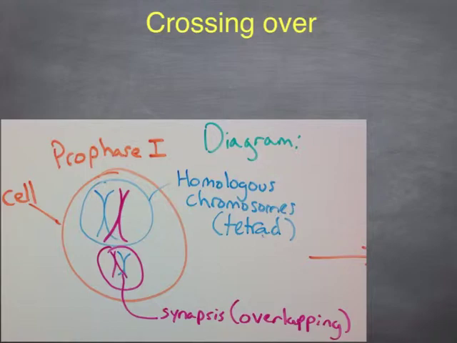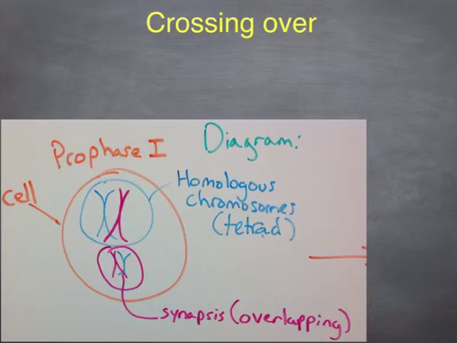And the objective of making gametes is to make sure that we produce sex cells that have 23 chromosomes for humans, or the haploid number of chromosomes in general for all organisms that are sexual. What crossing over allows an organism to do is to create a little bit more genetic variety.